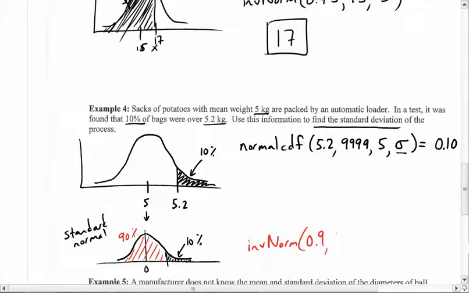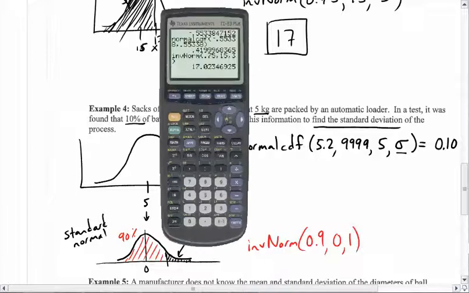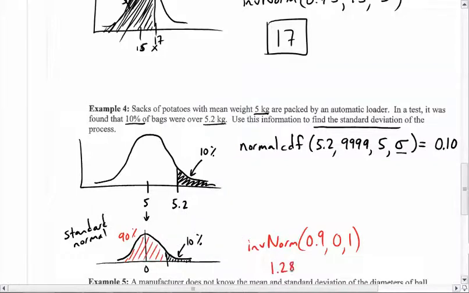And now we're doing it just looking at the standard normal function. So the inverse normal, we want to know how many standard deviations does it take to get 90% of the graph. It takes 1.28. So this is 1.28 sigmas. So what that means is that 5.2 is the same as 1.28 standard deviations. So it's just a little bit more than 1 standard deviation.